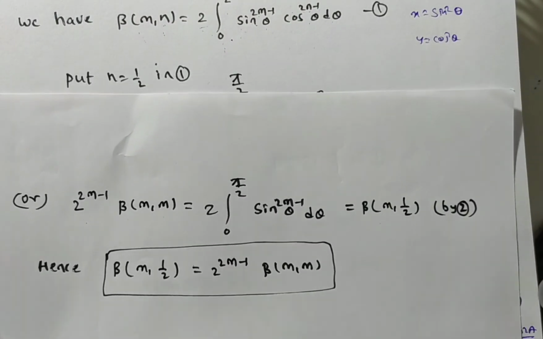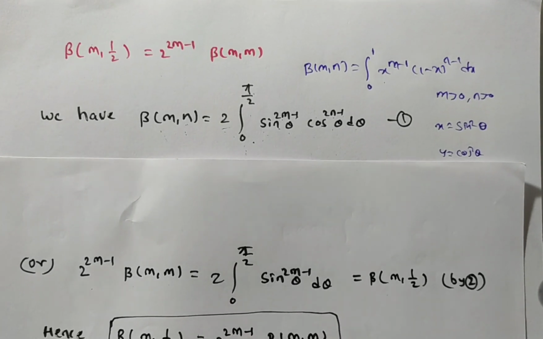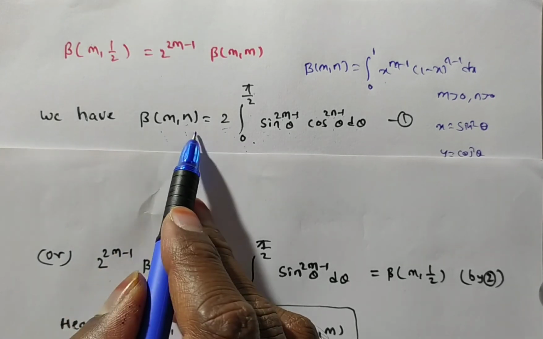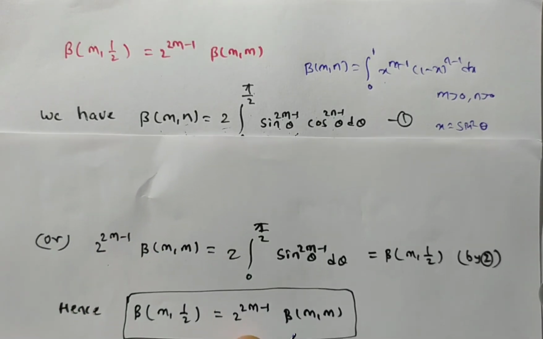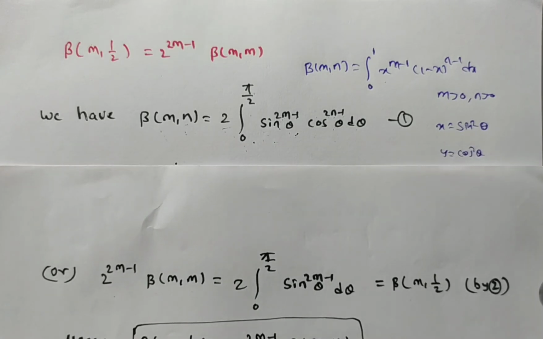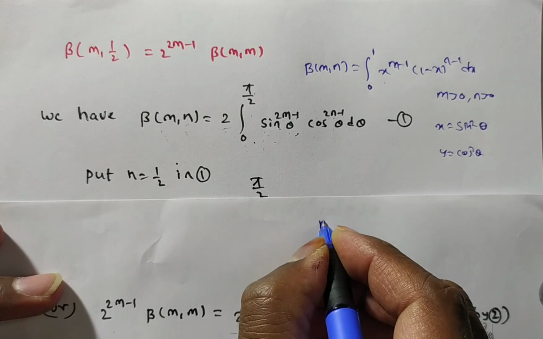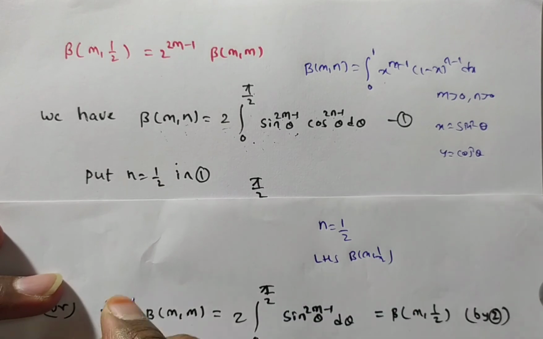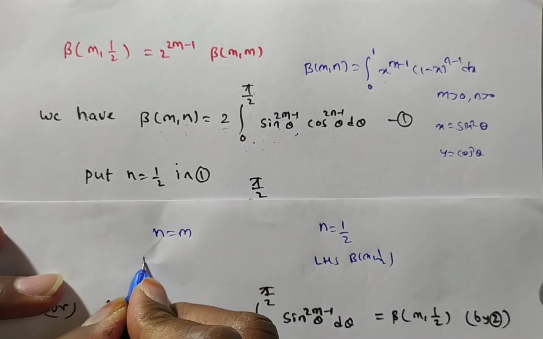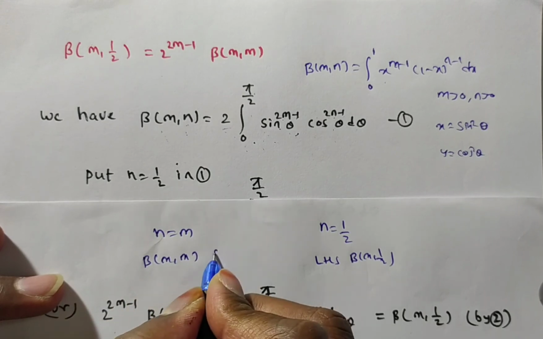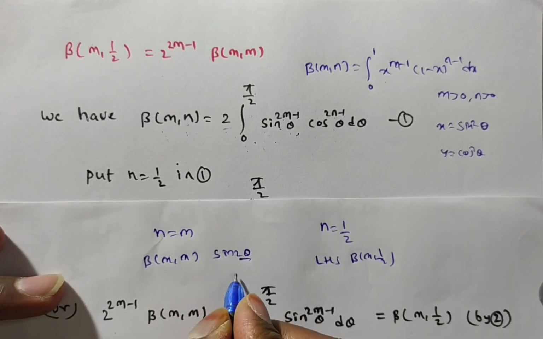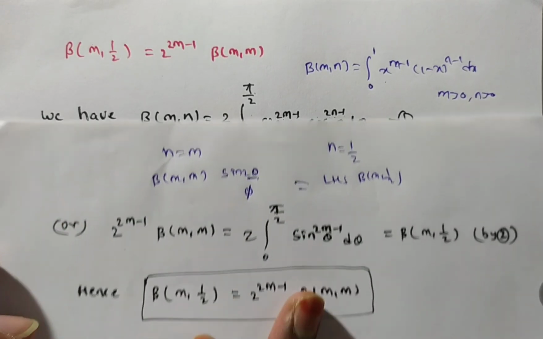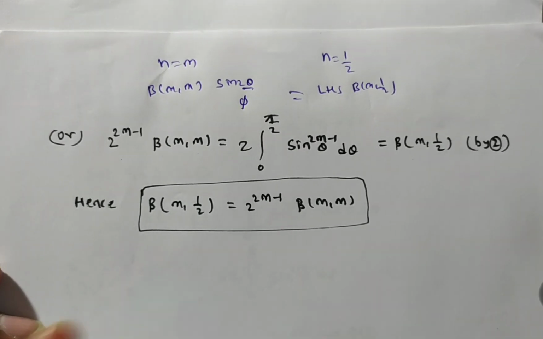Here what we have done, I will repeat again. Friends, to prove this, first we have to consider beta of m comma m in trigonometric form. Later, first put n is equal to 1 by 2, and you will get the LHS part, that is beta of m comma 1 by 2. Next put n is equal to m, then you will have beta of m comma m in terms of sin 2 theta. Now this 2 theta you change in terms of phi, one variable. Then these two will be equivalent, and from this you will get the solution. Is it clear or not? Yes. Thank you for watching this video.